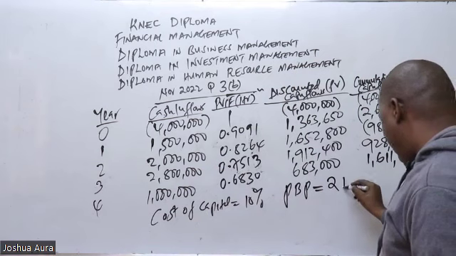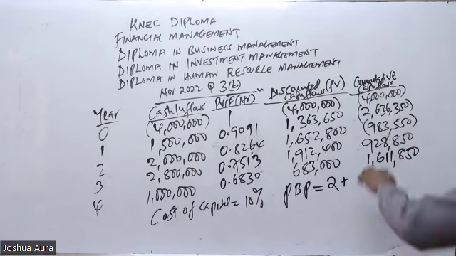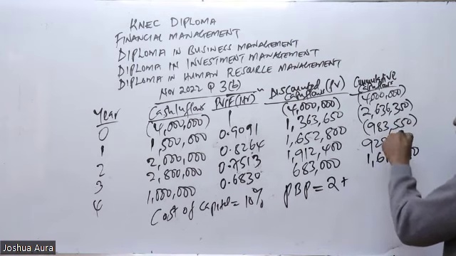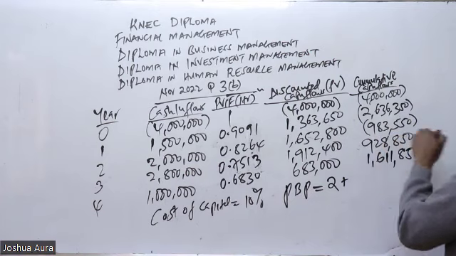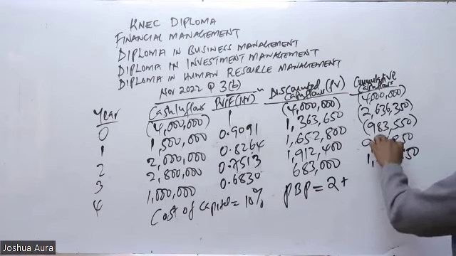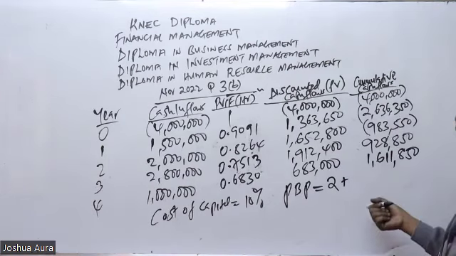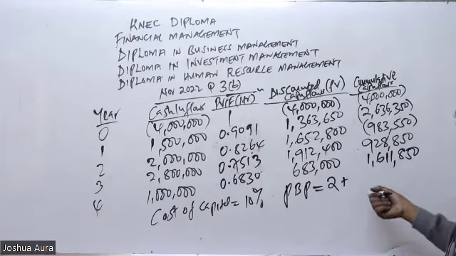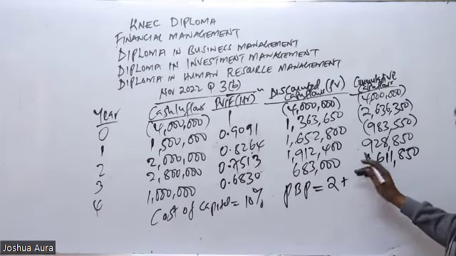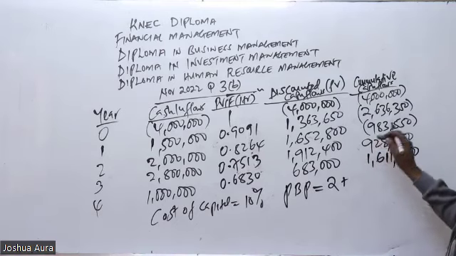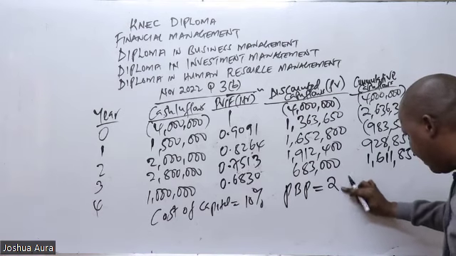We are supposed to add the last negative figure. But because the last negative figure is a negative, we need to cancel that negative, because we cannot put a negative here. We need to cancel that negative by introducing a negative sign here.